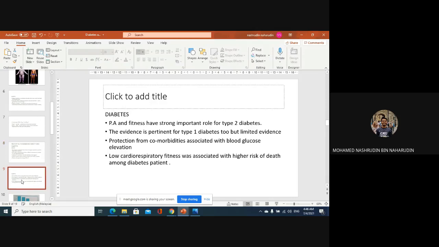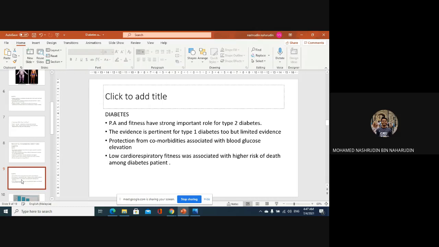And then let's go to diabetes. Of course, same as obesity, physical activity and fitness have a strong, important role for type 2 diabetes as well. And it is also evident for type 1, where the patient is born with low ability to secrete insulin. But the evidence is limited.